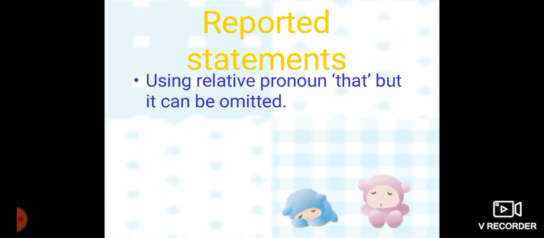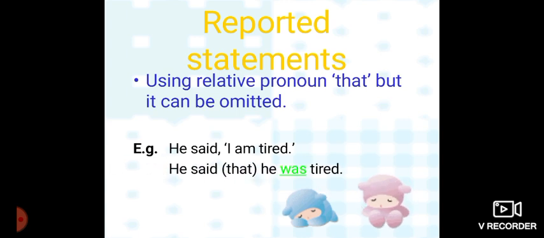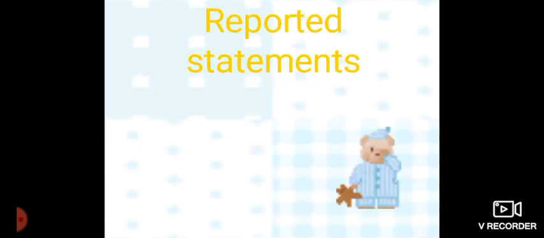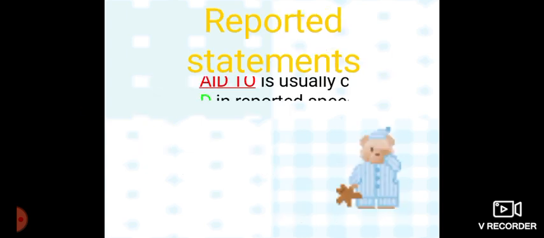The next rule is using the conjunction that, but it can be omitted in some places. For example, he said, I am tired. In this sentence we don't need to add that: he said he was tired. That is enough. Here we don't need to add that.